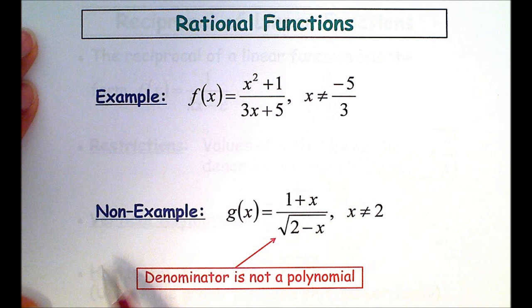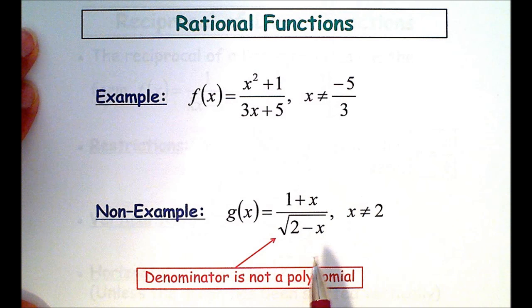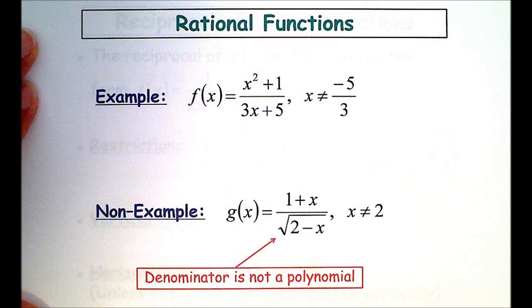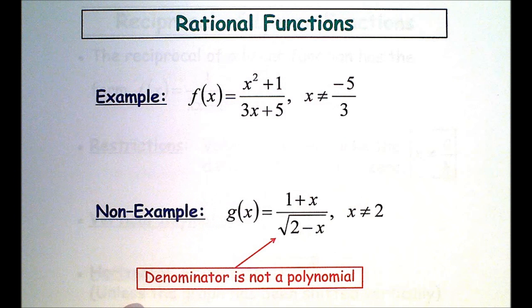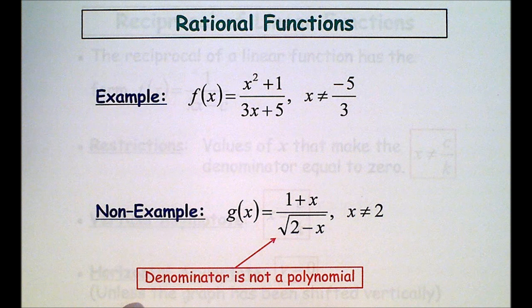A non-example is g of x, where the numerator is 1 plus x, and the denominator is the square root of 2 minus x. Because the denominator is not a polynomial, it's actually a root function, it's not a rational function. Okay, so the top and bottom both have to be polynomials in order for you to have a rational function. And again, there's a restriction there. It doesn't matter whether or not it is a rational function. Any value of x that makes the denominator equal to 0 creates restrictions on the function.